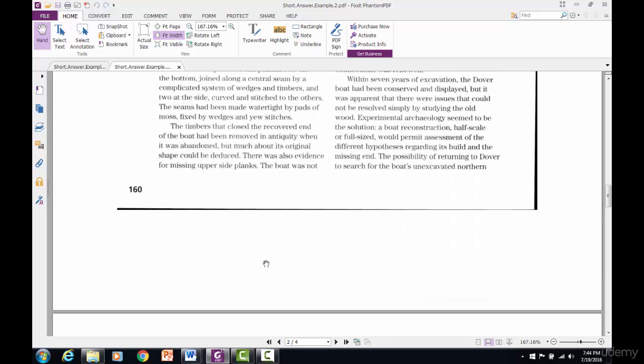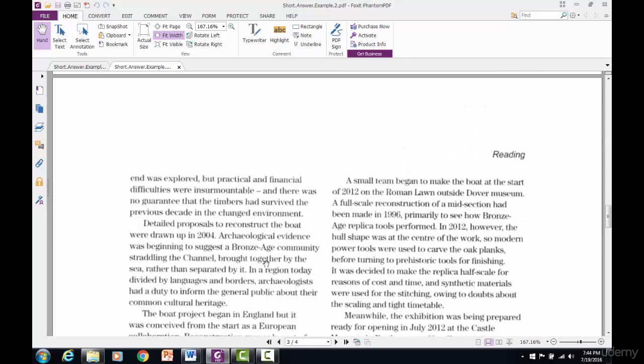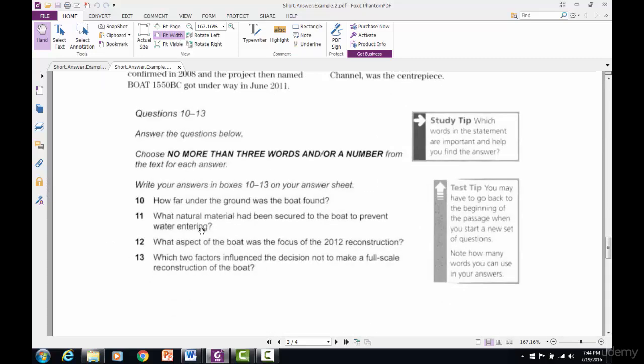So when we look down at our question, what natural material has been secured to the boat to prevent water entering? When it says prevent water entering, and we see the word watertight, that's prevent water from entering. That's our synonym language match. And then when we look at that sentence, we see the answer is pads of moss are what have been secured to prevent the water from entering.